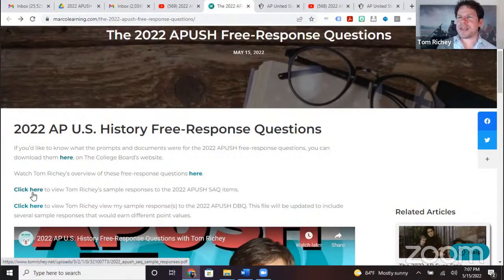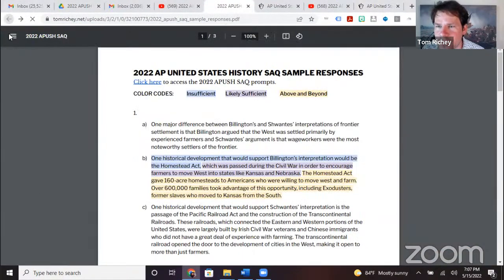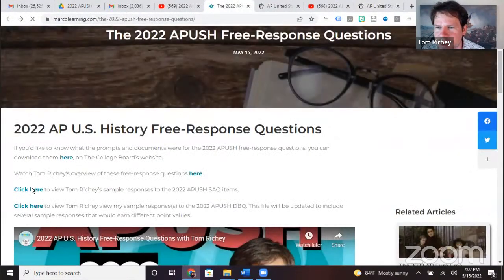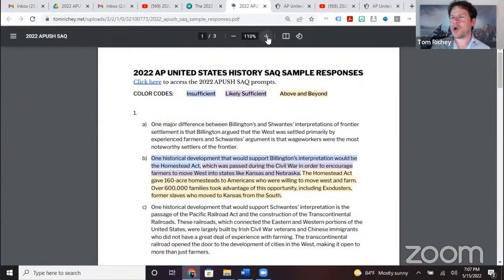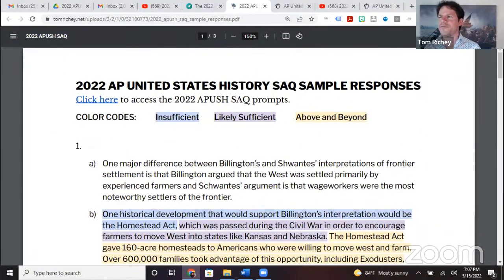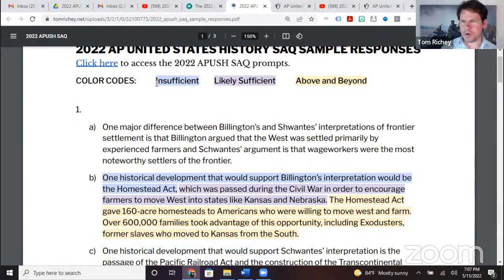Now, the APUSH SAQ items, if you click on here, I'm going to have to right click and open it in a new tab. Okay. Let me tell you, I don't have this for all of them, but when I'm writing SAQ responses, you'll see that I sometimes use color codes. What I do on some of these responses is this: if it were only the blue part, the answer would be insufficient. The purple, I say it's likely sufficient.